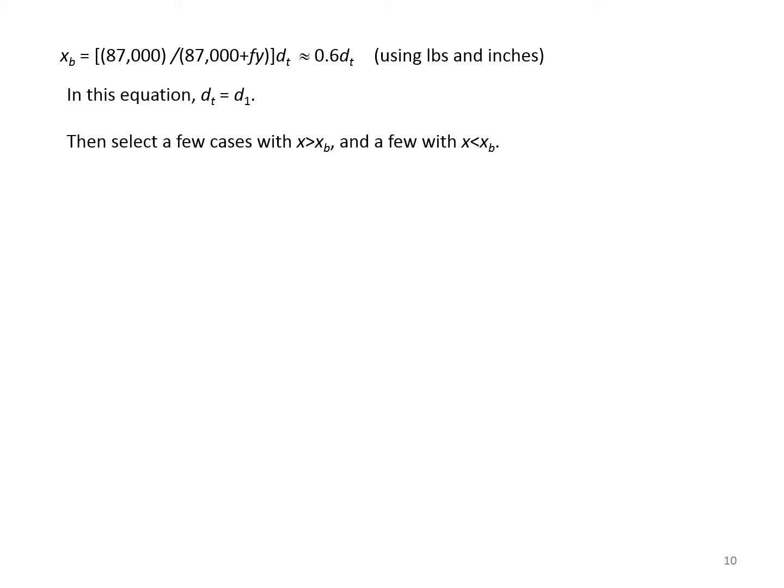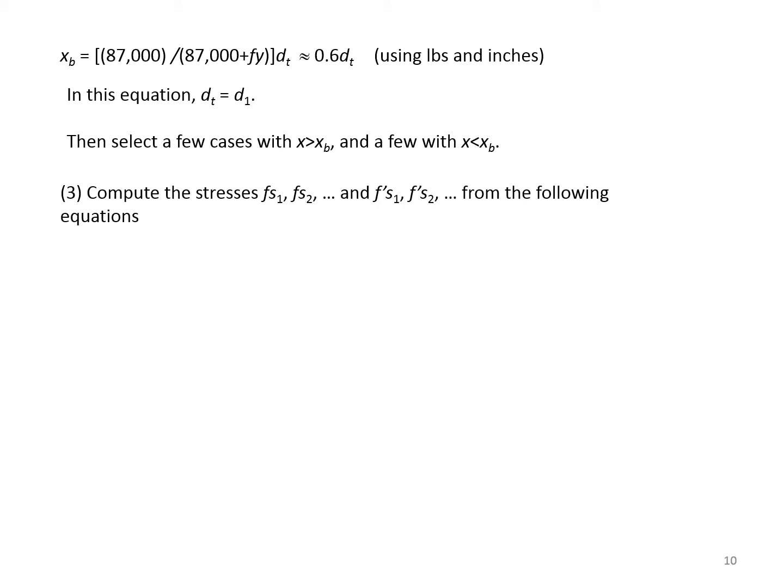xp is equal to 87,000 divided by 87,000 plus Fy, the quantity multiplied by dt, which can approximately be taken as 0.6 dt. And dt is equal to d1, and we use pounds and inches in these values for this equation. Now recall that the strain diagram corresponding to balance condition has 0.003 at the extreme compressive fiber on concrete and exactly a strain equal to epsilon y at the very first layer of tension steel. Then select a few cases with x larger than xp and a few with x smaller than xp.